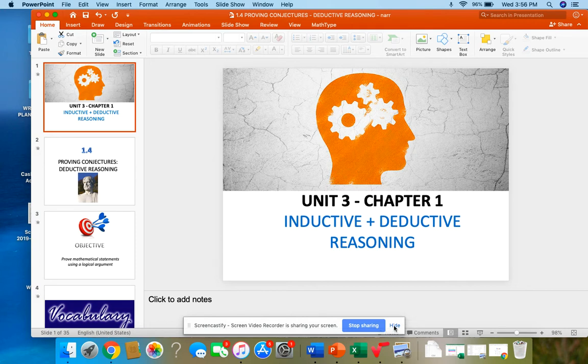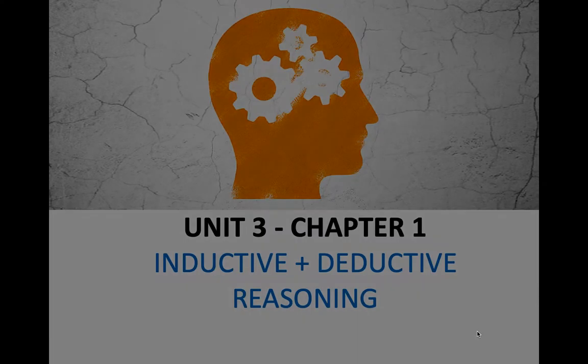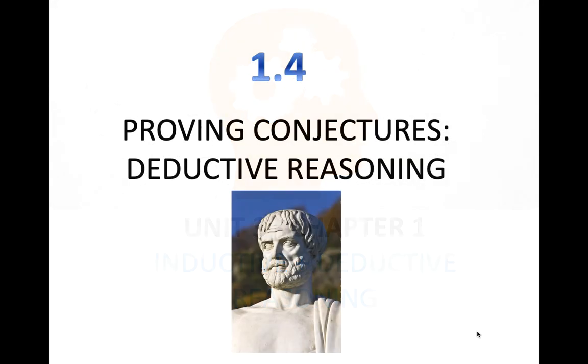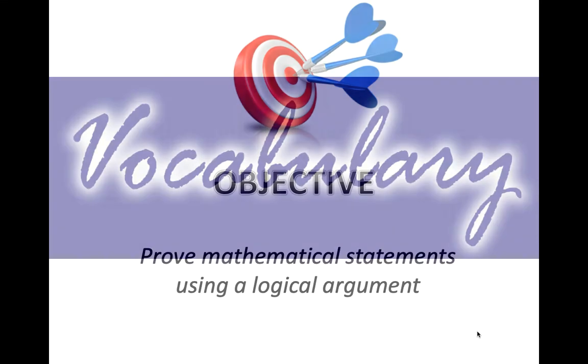Let's take a look at our next lesson in our unit on inductive and deductive reasoning. We're going to be looking at section 1.4, where we're going to focus on proving conjectures and specifically looking at deductive reasoning. So what we want to accomplish in this lesson is to help you understand how we go about proving mathematical statements using logical arguments. What are some of the strategies and methods that we use to make sure that we make our point conclusively?